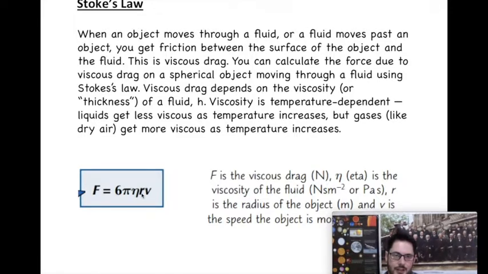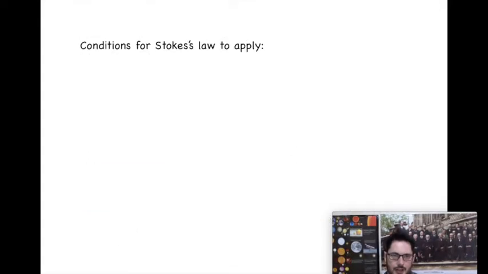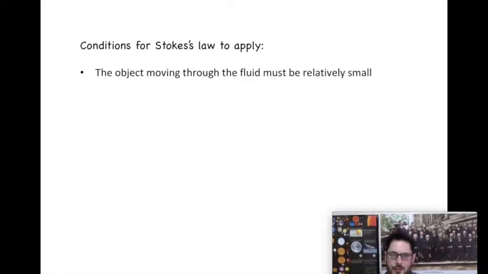R is the radius, because we're only talking about a sphere for Stokes' law to apply. And v is the velocity. So that's just one law that enables us to calculate the viscous drag. We can just remember it, 6 times pi times eta times r times v. If we go across to the next slide, we can see conditions for Stokes' law to apply.